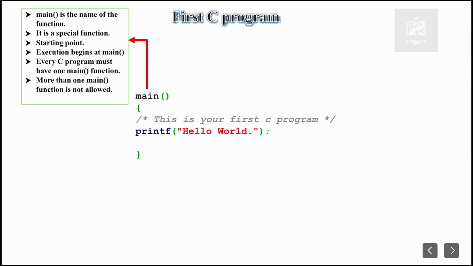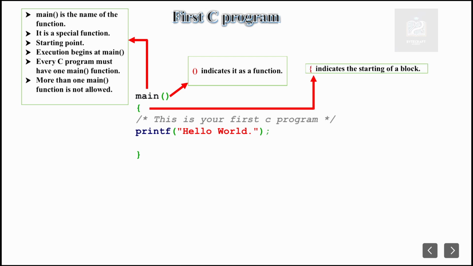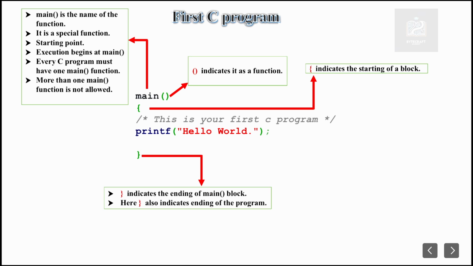Now as you can see, here an opening parenthesis and closing parenthesis are there. What does it indicate? It indicates a function. Now, as you can see here, an opening brace and closing brace. The opening brace means the start of the block, and the closing brace indicates the end of this block.